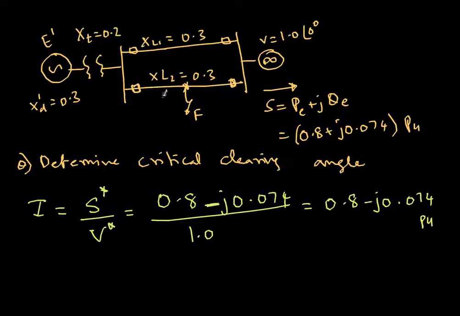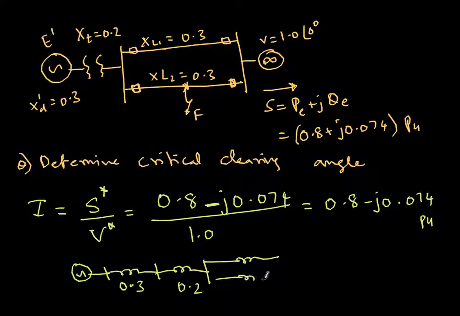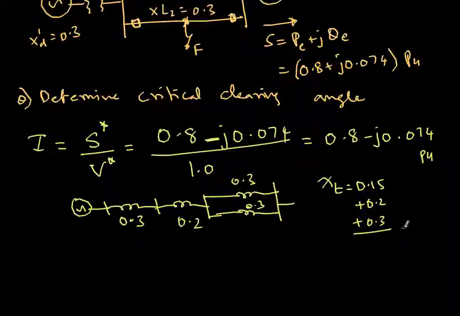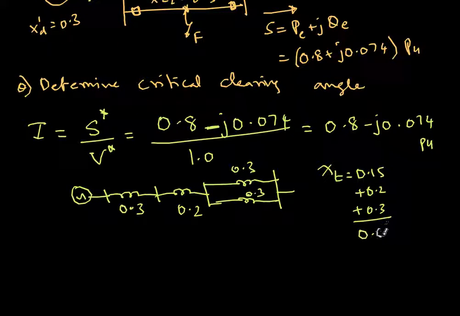Now I have the current. Now look at the total impedance between this and this. So first there is a generator. Generator itself has the internal impedance of 0.3, that is internal reactance. Then there is a transformer whose reactance is 0.2. Then I have two lines, 0.3 and 0.3, which are in parallel. So 0.3 and 0.3 in parallel would be 0.15, and then total reactance X_t will be 0.15 plus 0.2 plus 0.3. So this would be 0.65 per unit.